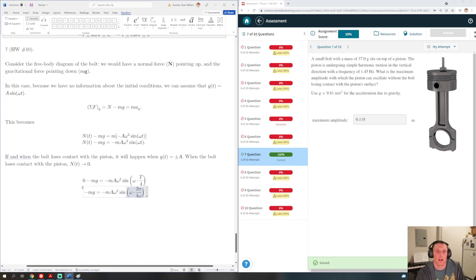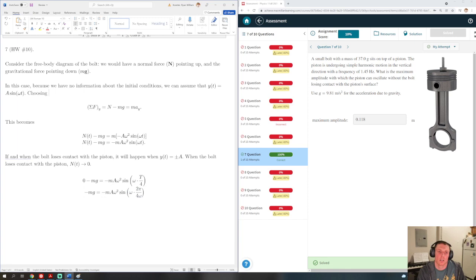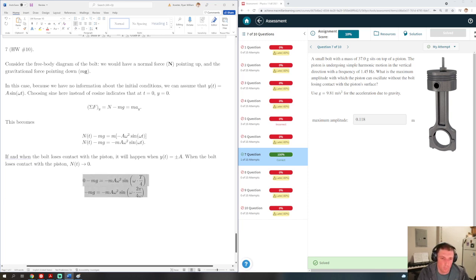Let me put this in words. Choosing sine here instead of cosine indicates that at t equals 0, y equals 0, of course, because sine of 0 is 0. And this is part of the reason we might choose sine here, because it's in a sense easy to say that the bolt is at position y equals 0 at time t equals 0. I think it's very natural. It's just kind of like saying it starts at the beginning. But these are good questions, and I'm appreciative that people are asking.